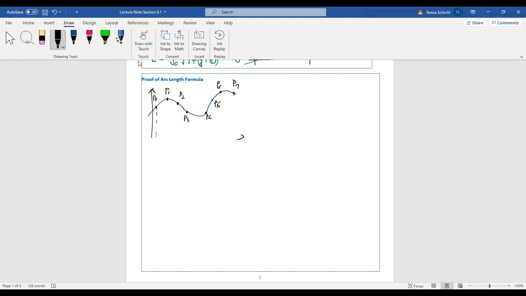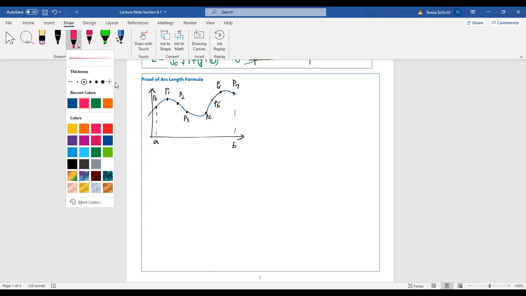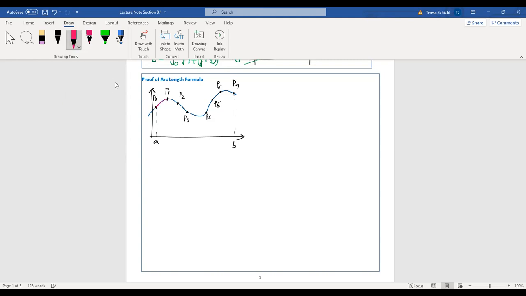Okay, so this is my A, and these are my B's here. I'm going to find the length of this function from A to B. By a concept similar to the Riemann sum, instead of the curve, I can connect these two points by a line.